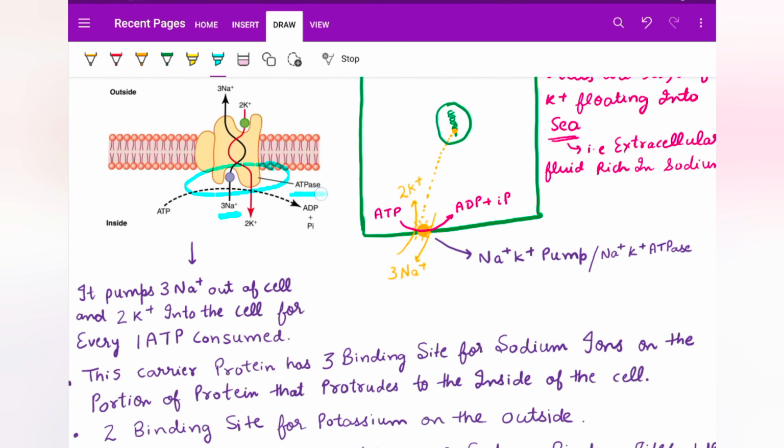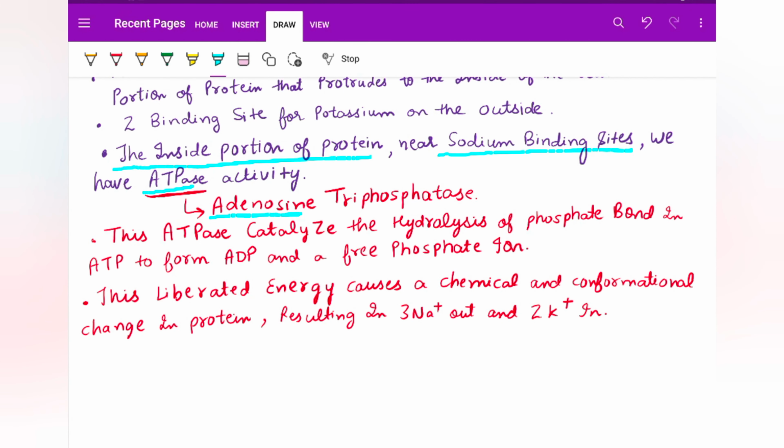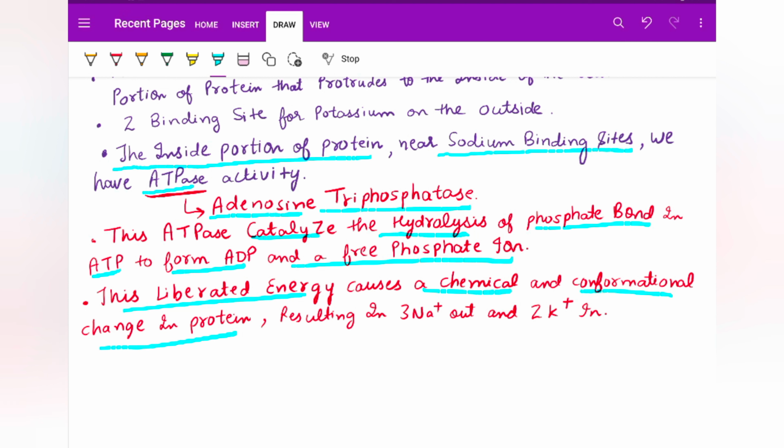ATPase is an enzyme which stands for adenosine triphosphatase, and this enzyme catalyzes the hydrolysis of the phosphate bond in ATP to form ADP and a free phosphate. This enzyme basically breaks the high energy phosphate bond between the second and third phosphate group in ATP, and this hydrolysis reaction releases energy. That liberated energy causes a chemical and a conformational change in the protein, resulting in 3 Na+ out and 2 K+ in.